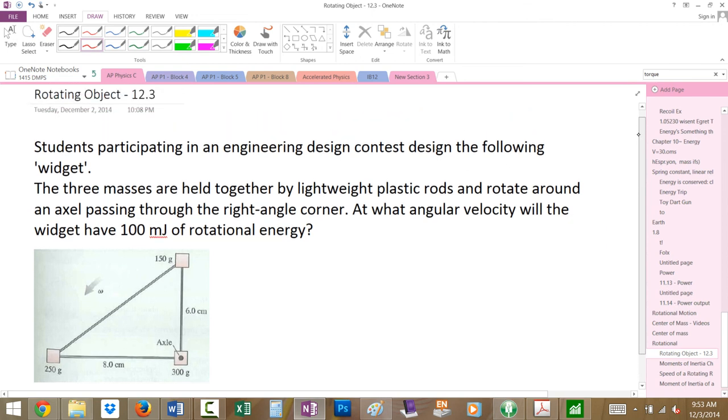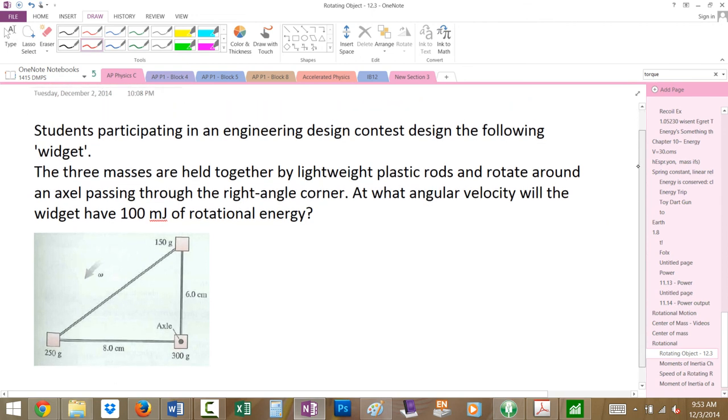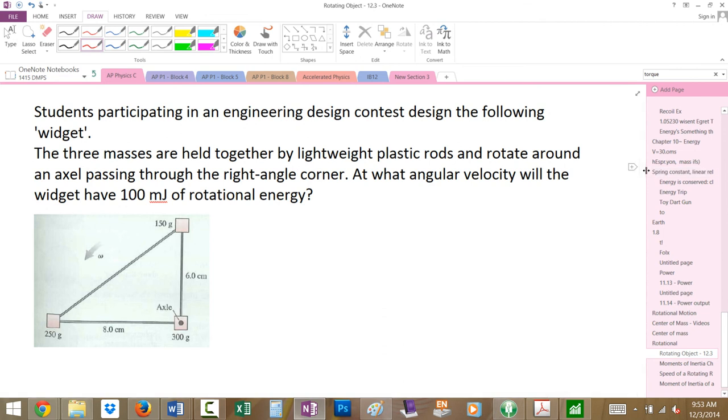So if you want to just write down that it's question 12.3, so you can go back and look at the question later, you can do that. And I paraphrased this one because it was a lot more words that I didn't want to type. Students participating in an engineering design contest design the following widget. Widget just means something we don't have a name for. There are three masses that are held together by lightweight plastic rods, and they rotate about an axle passing through this point. Okay?